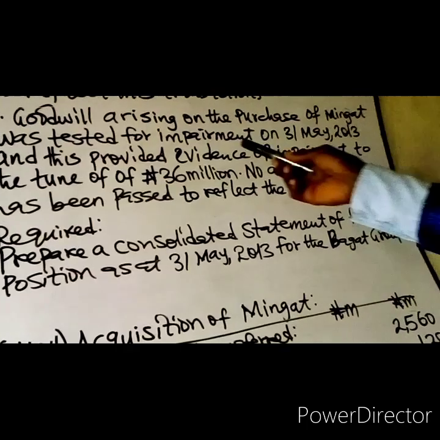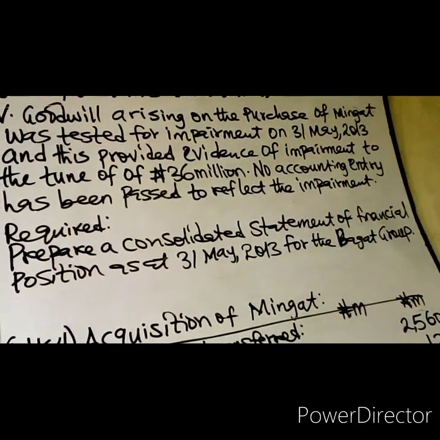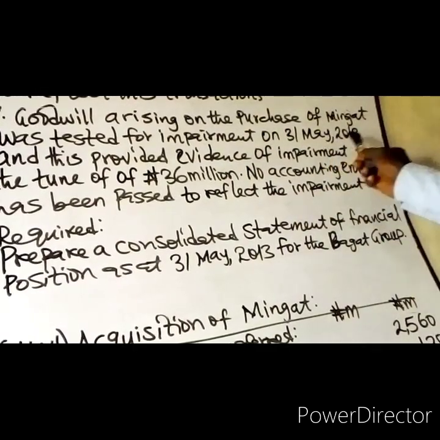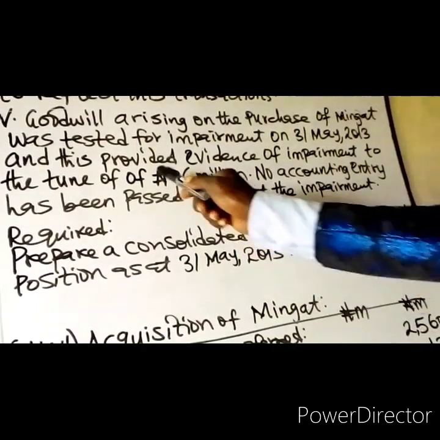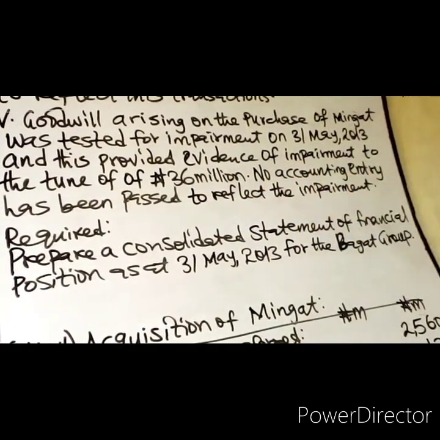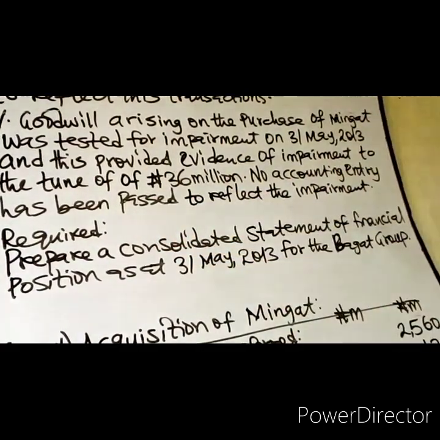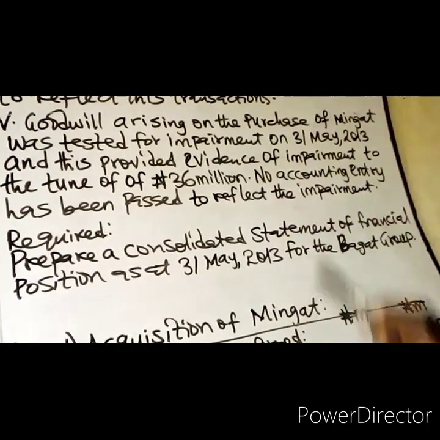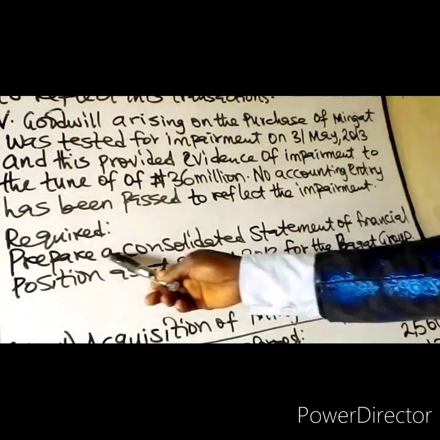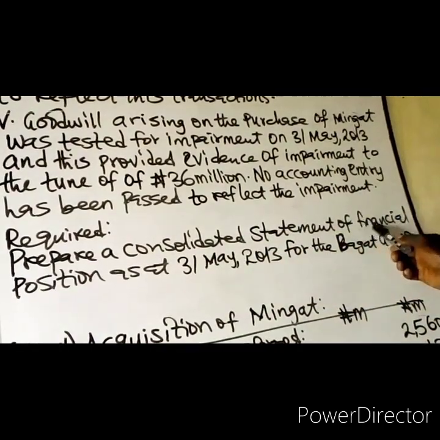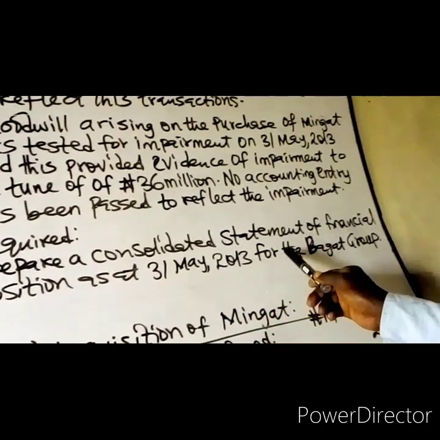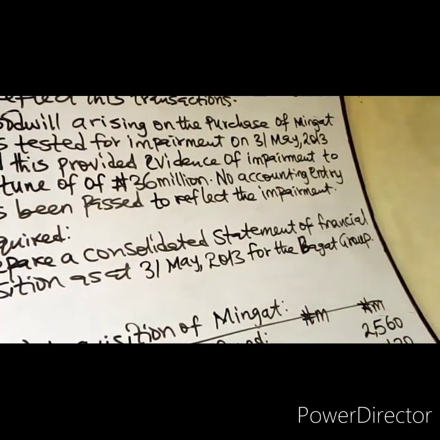Goodwill arising on the purchase of Megat was tested for impairment on 31st May 2013, and this provided evidence of impairment to the tune of 36 million naira. No accounting entry has been passed to reflect the impairment. Required, you are to prepare a consolidated statement of financial position as at 31st May 2013 for the Vanguard Group.